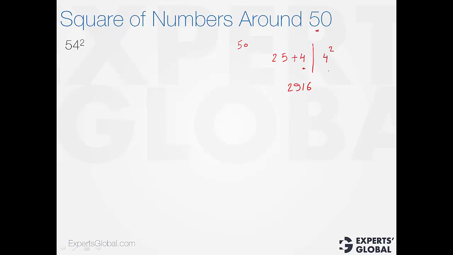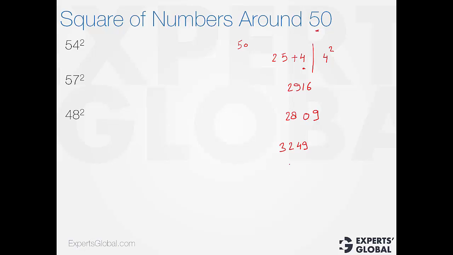On the right side of the line, we have two digits coming in. For example, if we had 53 square, it would have 25 plus 3, 28 on the left side and 3 square 9 on the right side. But we need two digits, so we would put a 0 in between. It would be 2809, 53 square. 57 square, 25 plus 7, 32 on the left side. On the right side, you have 7 square, 49. The value would be 3249.